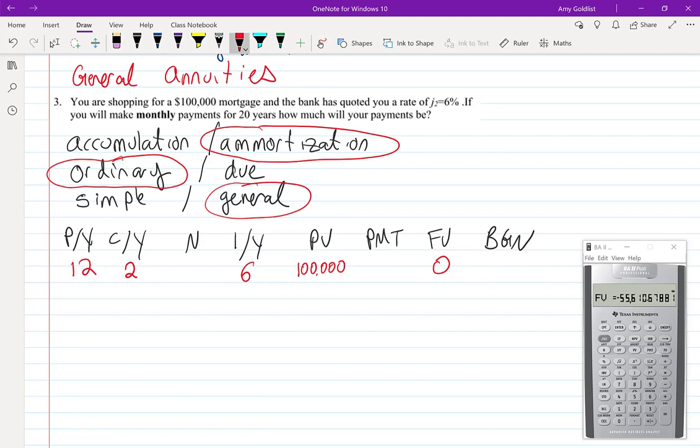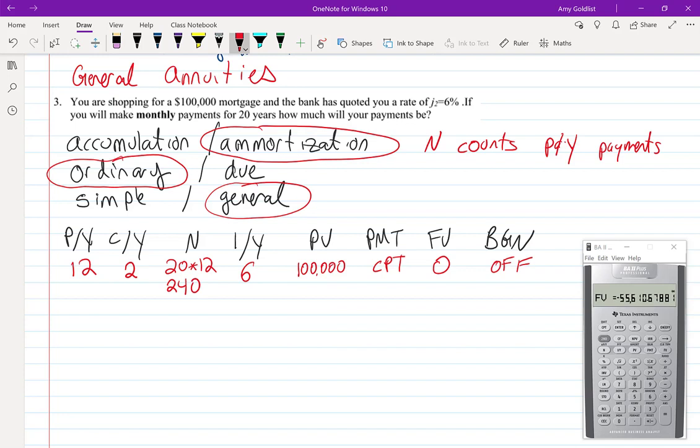We filled in most of this while I've been talking. And payment, well, that's what I'm trying to find. Finally, we just have N, and that's going to be 20 times 12. That's important. N always counts payments, payments per year, not compounding period. So we're going to count how many payments we make over the lifetime of the mortgage, which in the end is going to be 240 payments.